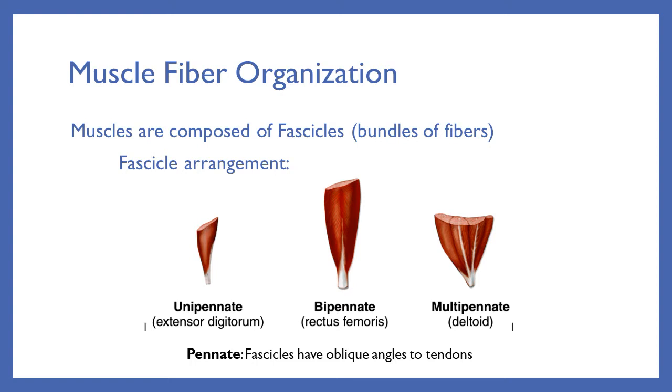A few others are the pinnates. This is when the fascicles have oblique angles to the tendons that attach them. They could be uni, bi, or multi, depending on how many of them are formed.